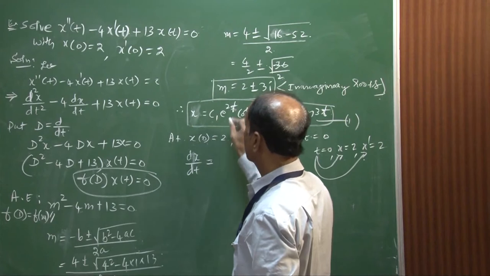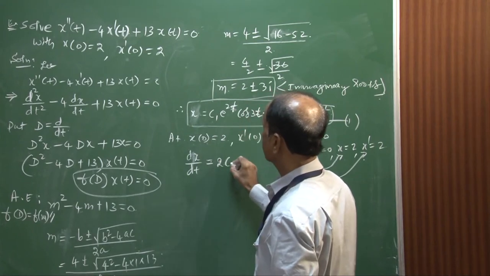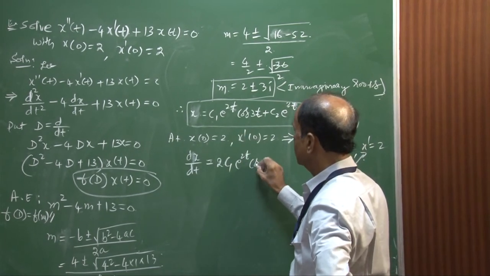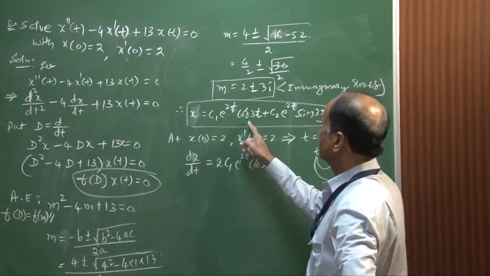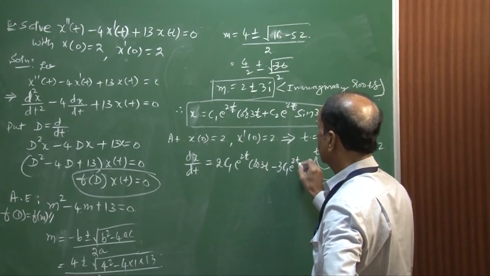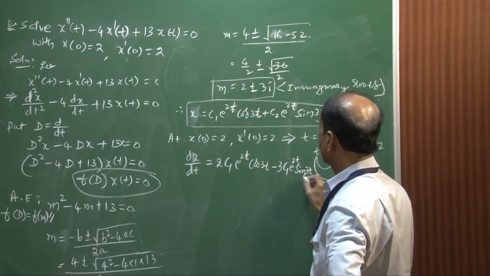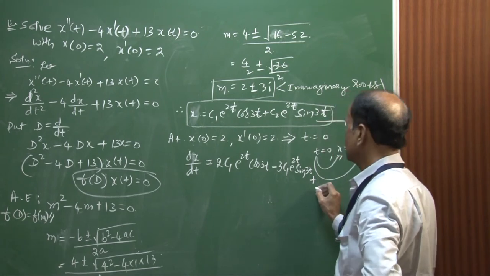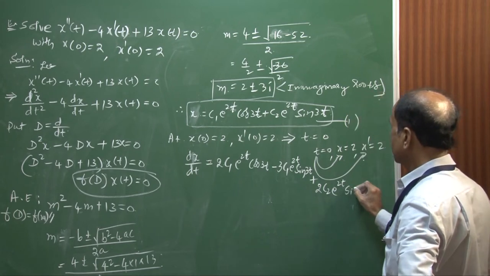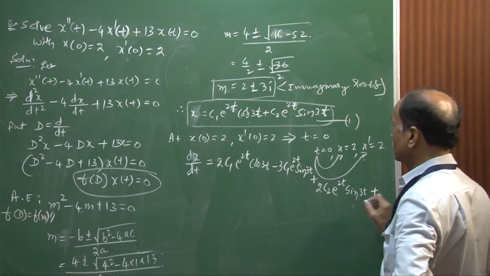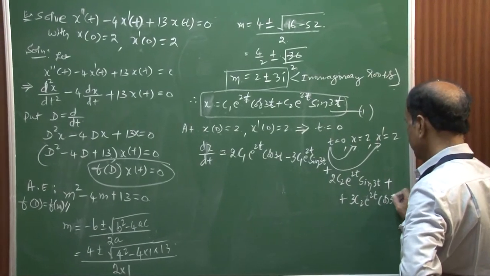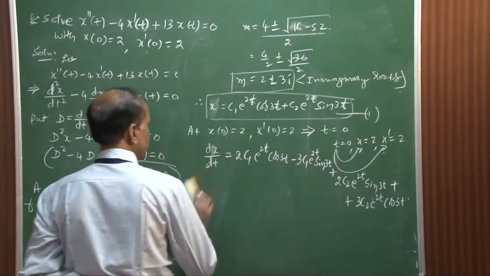Therefore, dx by dt is equal to 2 times c1 e to the power 2t cos 3t, this is the first term and this is a product, and minus 3 times c1 e to the power 2t sin 3t, plus 2 times c2 e to the power 2t sin 3t as it is, then plus 3 times c2 e to the power 2t cos 3t. Now you substitute the initial conditions one by one.